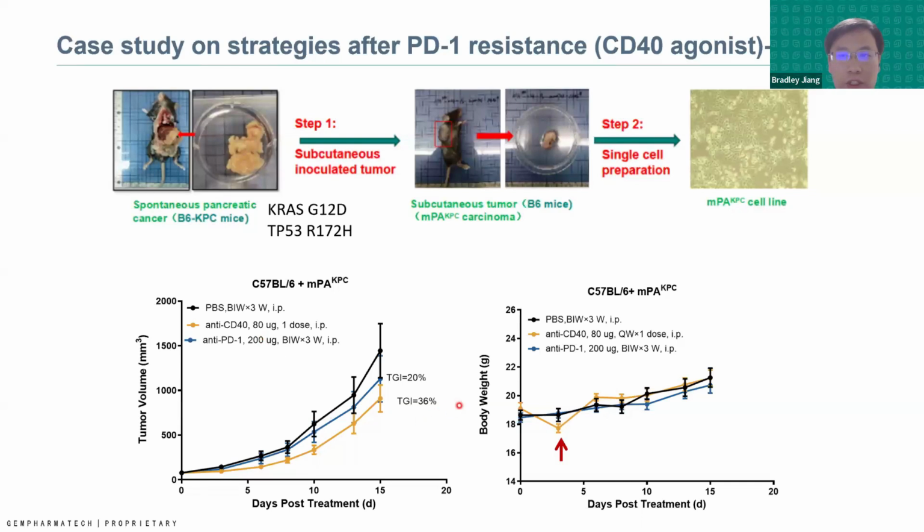This CD40 antibody was given in only one dose, as the mice showed a significant decrease in body weight after administration, but the KPC still shows very sensitive to this CD40 agonist treatment. And we can use this model to evaluate the co-stimulatory factors overcoming the PD-1 resistance.